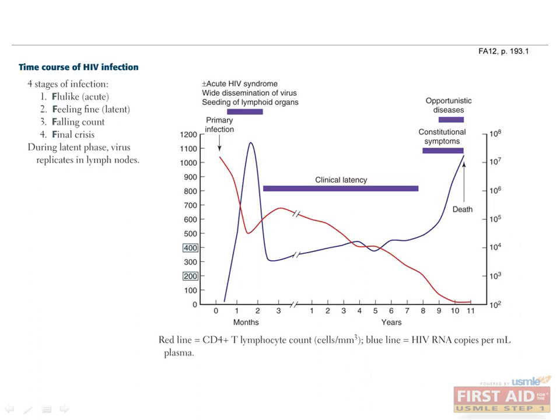The typical course of HIV-infected individuals is as follows. During the primary infection or acute HIV syndrome, patients will experience mono-like symptoms which will occur 4 to 8 weeks after initial infection. Symptoms include fever, generalized lymphadenopathy, malaise, headache, and myalgia. Next is the clinical latency stage.